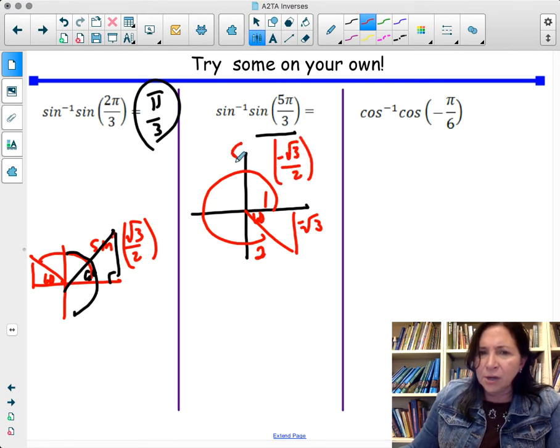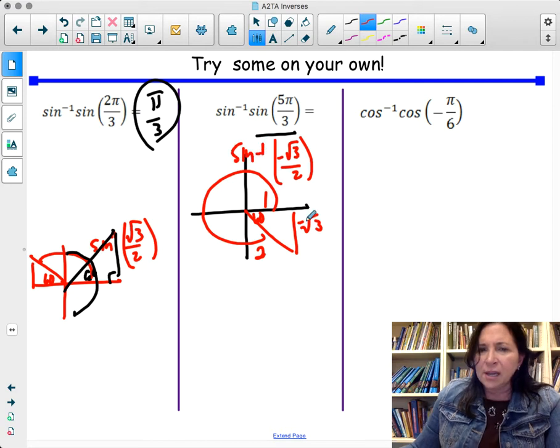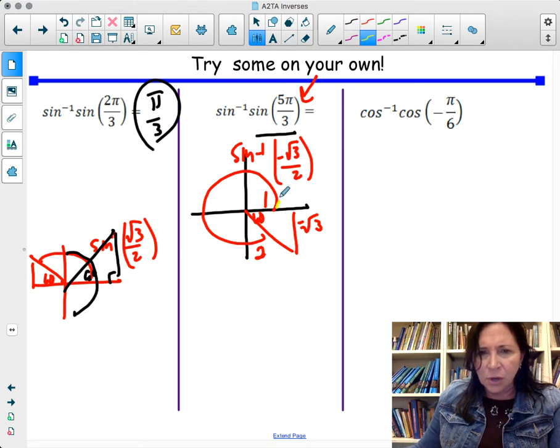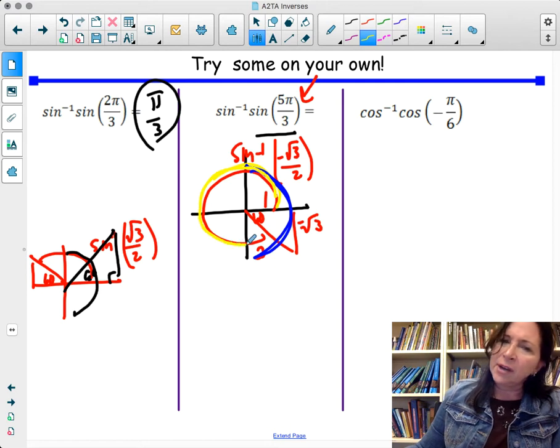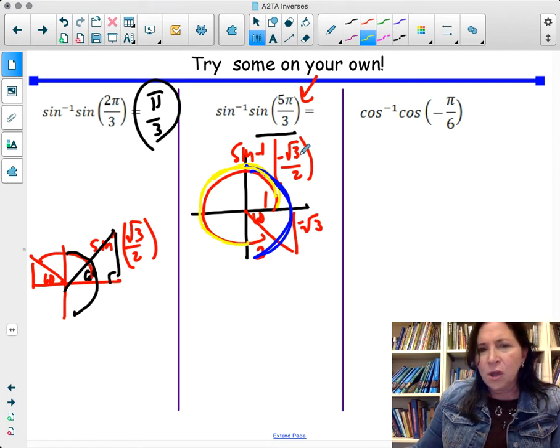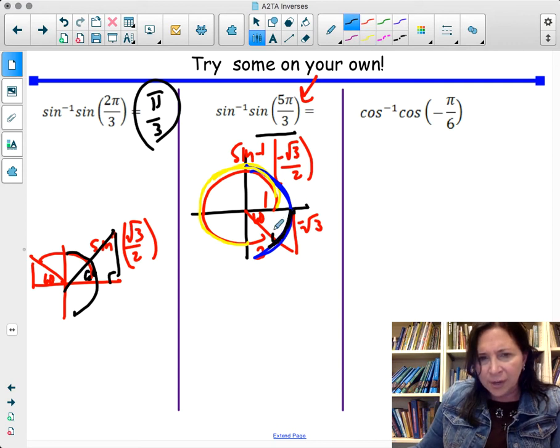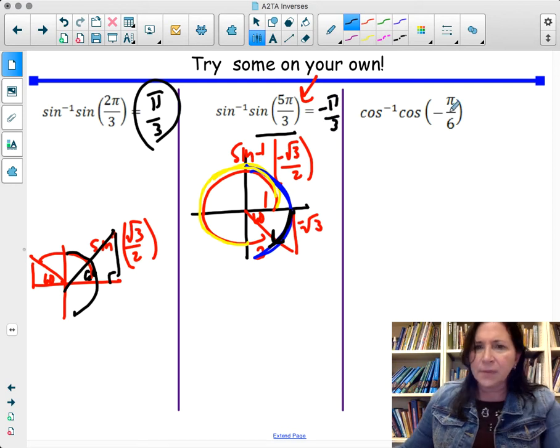And now I want to know, where is sine negative root 3 over 2? Well, it can't be at 5 pi over 3 because that would mean I had to go all the way outside of my restricted area. Remember, if I said 5 pi over 3, I had to go outside of my restricted area, and you can't do that, okay? You have to get there by the shortest distance, which is from here to here, going down. So this value here has to be negative pi over 3, okay?